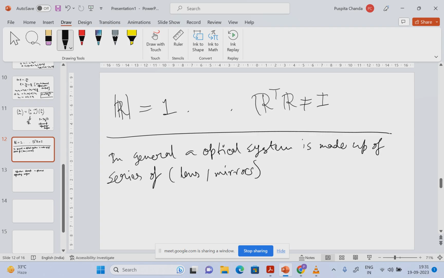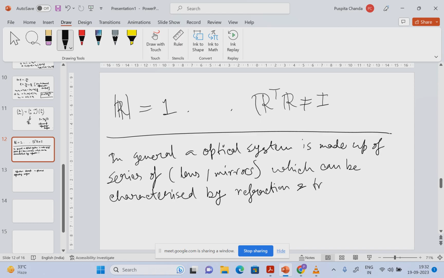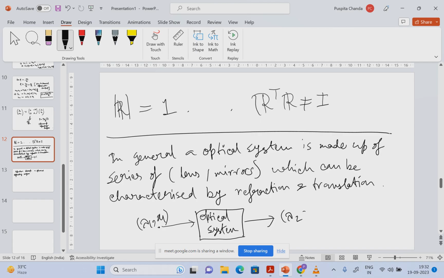So you need to divide an optical system into small parts where there is translation and refraction only, and combine them into a matrix multiplication, which can be characterized by refraction and translation. Okay. So this is the optical system. Yes, a ray exists. This ray has lambda 1 and x1. And this is lambda 2 and x2.